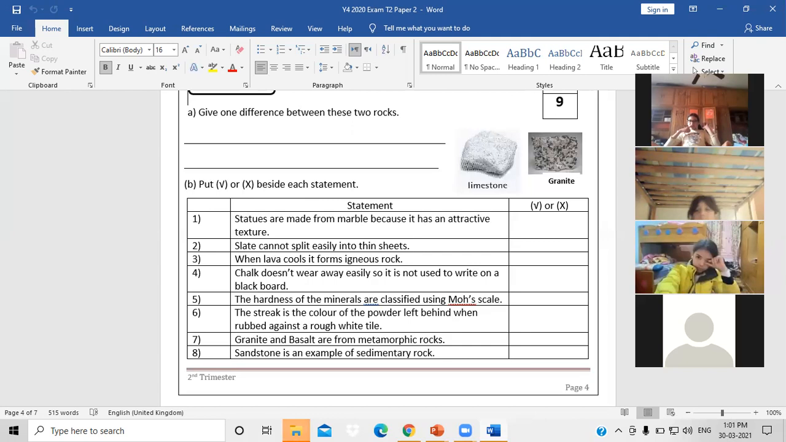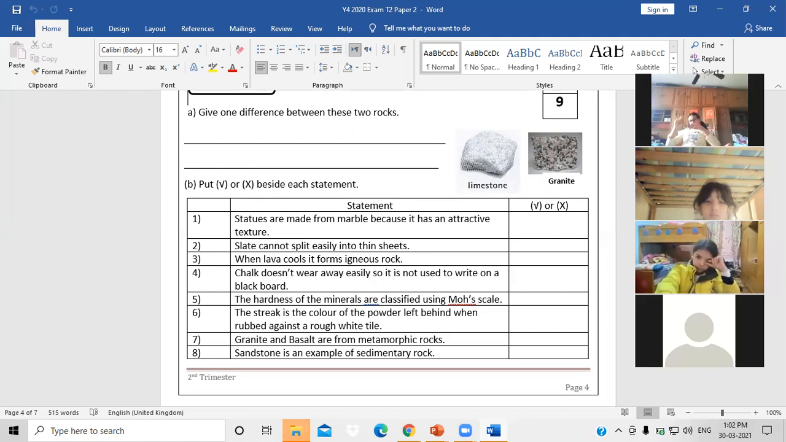Yes. Right, okay. Number two, slate cannot split easily into thin sheets. False. It can split easily into thin sheets, so it's wrong. Number three, when lava cools, it forms igneous rocks. Yes. True. Number four, chalk doesn't wear away easily, so it is not used to write on a blackboard. False. Chalk wears away easily, and this is why it's perfect for writing on blackboards.